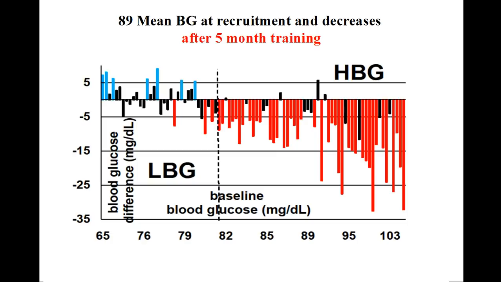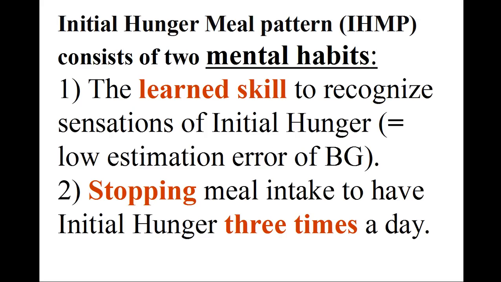Abbreviations: HBG, high blood glucose, LBG, low blood glucose, that corresponds to 76.6±3.7 mg/dl. Initial hunger meal pattern, IHMP, consists of two mental habits. 1. The learned skill to recognize sensations of initial hunger, corresponding to low estimation error of BG. 2. Stopping meal intake, to have initial hunger 3 times a day.